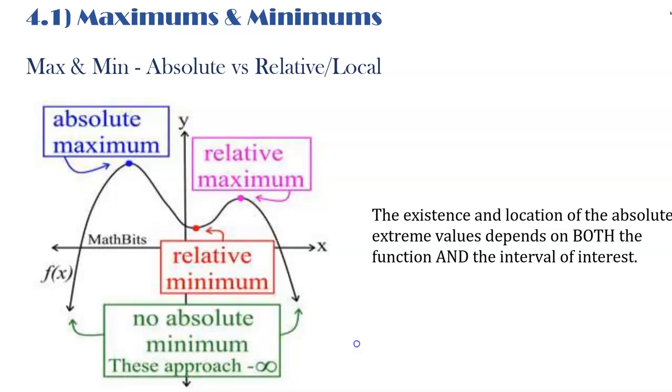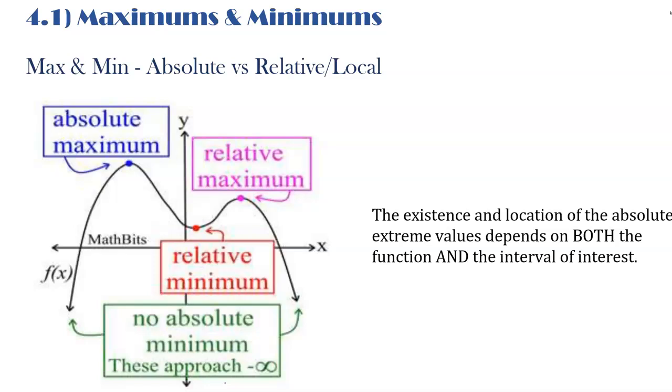Now, the location and existence of these depends on both the function that you're working with and whatever interval you're talking about. Now, none is also an option. In this graph that we're looking at, we have no absolute minimum, because it continues off into negative infinity. You can also have no absolute maximum if it continued into positive infinity. So both of those are possible.